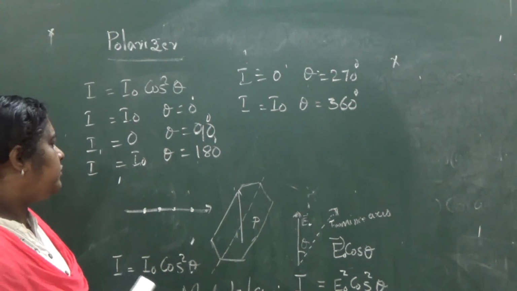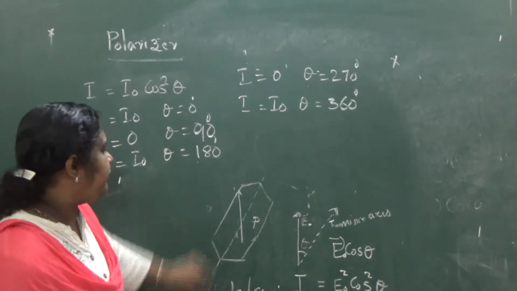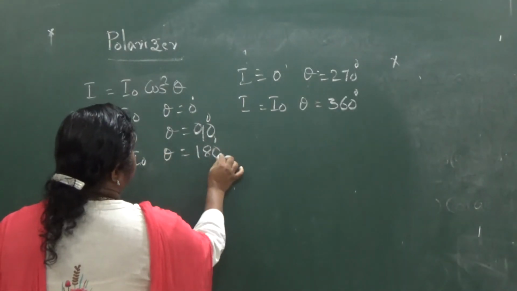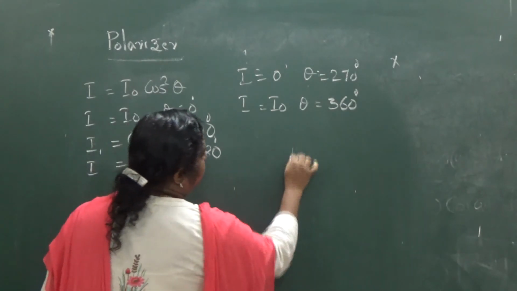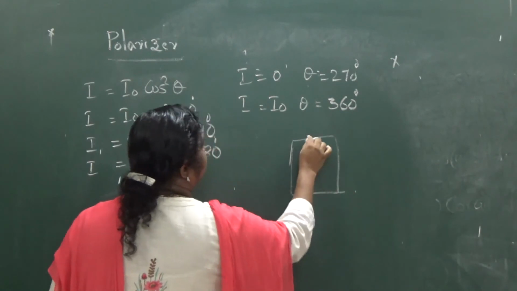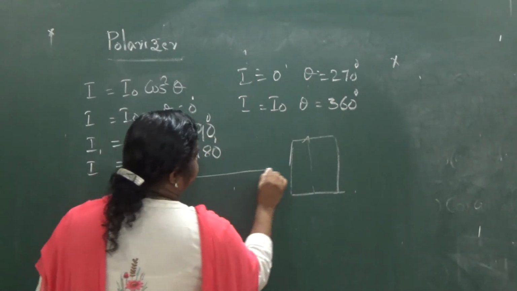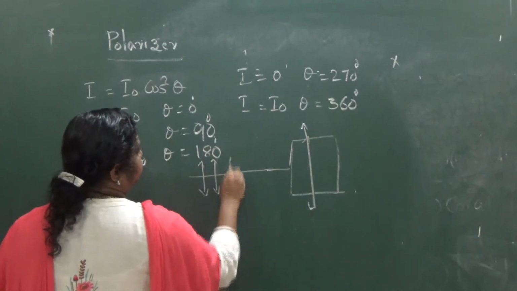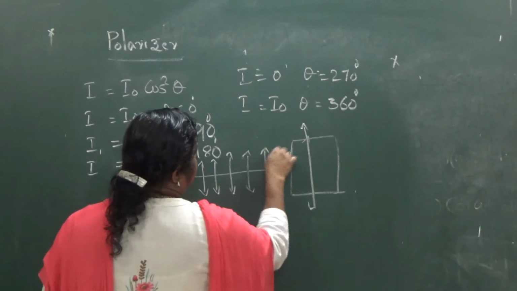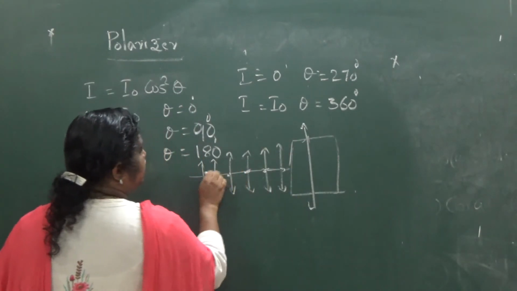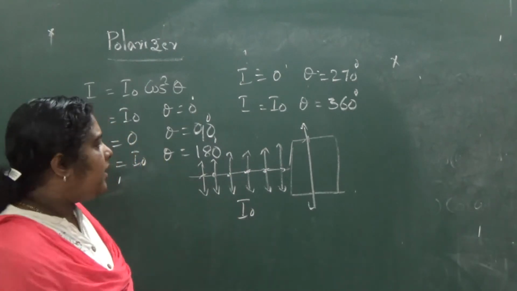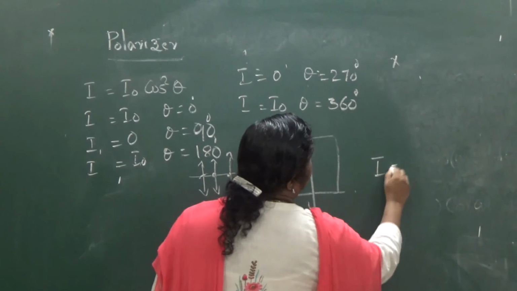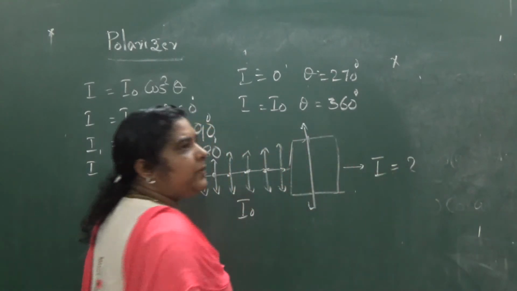Now we have to find out the intensity of the light when it passes through a polarizer. What will it be if you rotate it? Suppose this is our polarizer, with its transmission axis. This is our unpolarized light with intensity I0. If I0 intensity light passes through the polarizer, what will be the intensity? What is I here?